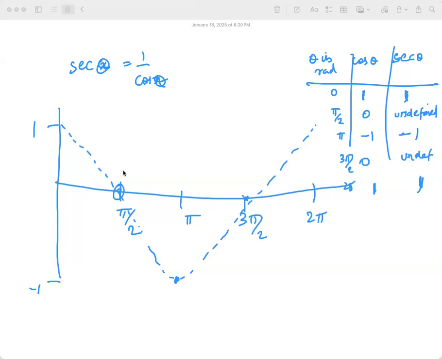This one, how do we draw? For 0, it is 1. For pi by 2, it's undefined. Okay, so my asymptotes are differing here. You see, pi by 2.